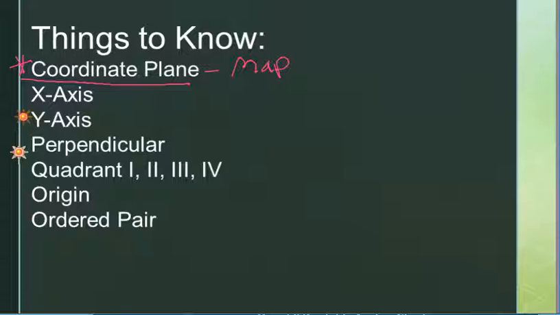These two lines intersect each other to form a 90-degree angle, so we would say these two lines are perpendicular. And when these two lines intersect each other, they form 4 different quadrants: quadrant 1, quadrant 2, quadrant 3, and quadrant 4. An ordered pair is basically the address of a point. Okay, so the ordered pair gives us the point's location within the coordinate plane.